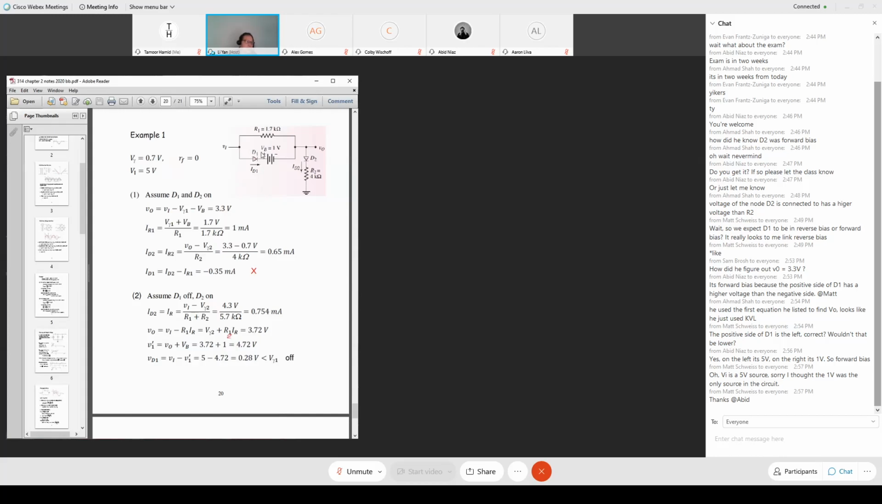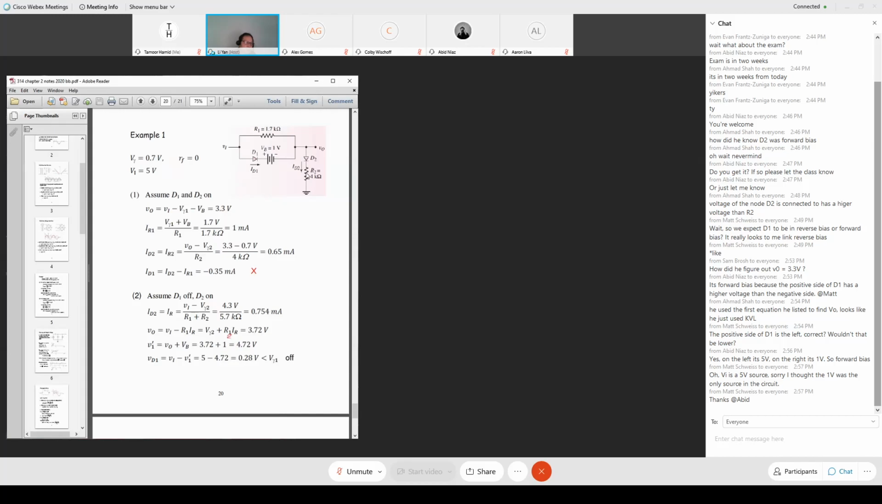Now we have diode 1. How do I find the voltage drop at diode 1? Well, we know the output voltage VO here. So if VO adds 1 volt, we get this voltage, which I label here as V1 prime. So V1 prime equals VO plus battery voltage VB. VO is 3.72 volts. Battery voltage is 1 volt. So we have 4.72 volts.